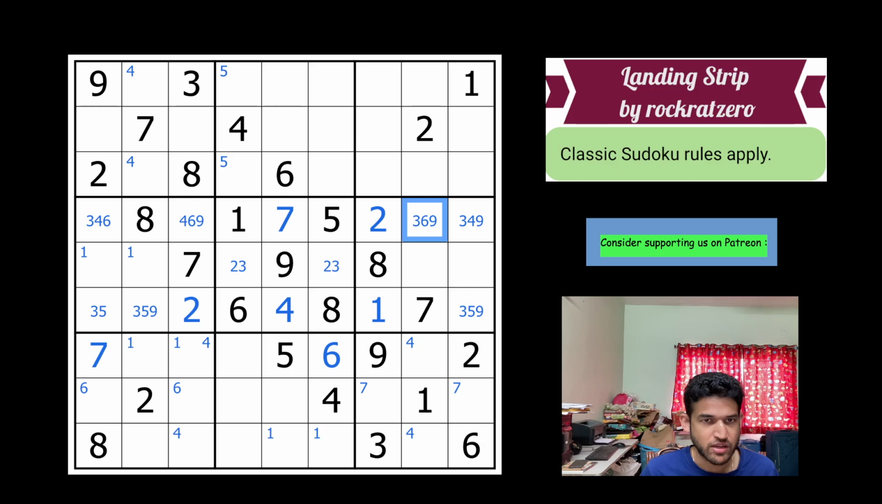And now looking at column 7, 1, 2, 3, 8, 9 are already present. So 4, 5, 6, and 7. This is 5, 7. This is 4, 5, 7. This is 5 and 6.